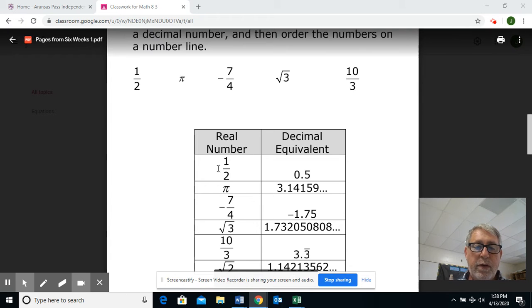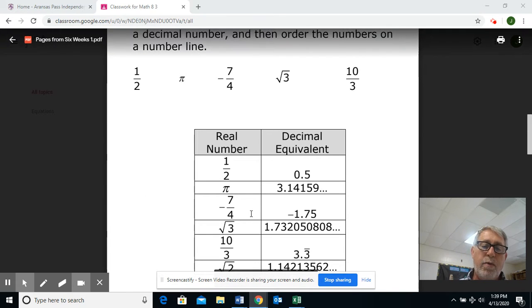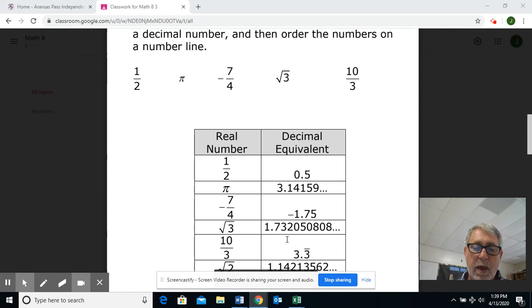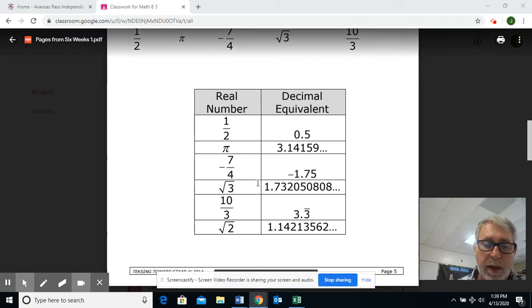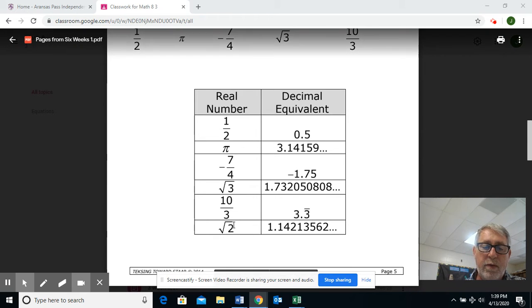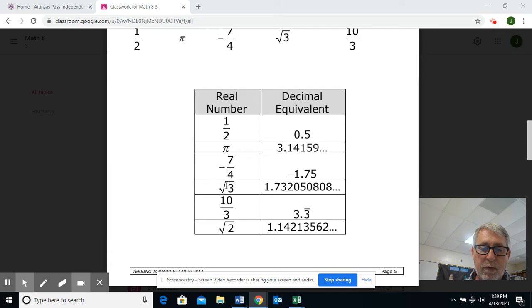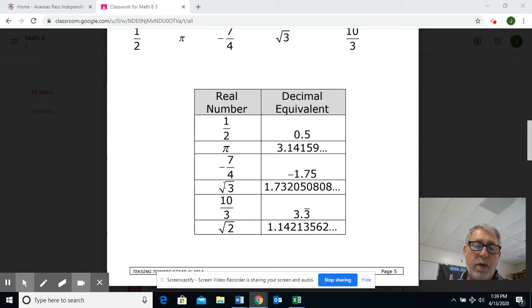So 1/2, if you put it in your calculator, you get 0.5. Pi, you put it in your calculator, you get 3.14159... Put -7/4 in your calculator, you get -1.75. And if you put the square root of 3 in, you're getting 1.73, and so on. And 10/3 is 3.3 repeating. That means it keeps going that way. And the square root of 2. Now these two are irrational numbers, and so is pi. That's not that important to know. You just need to know how to convert them in your calculator.